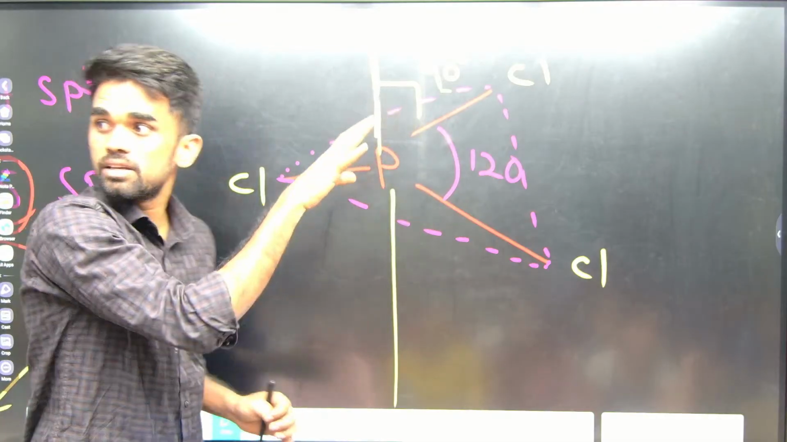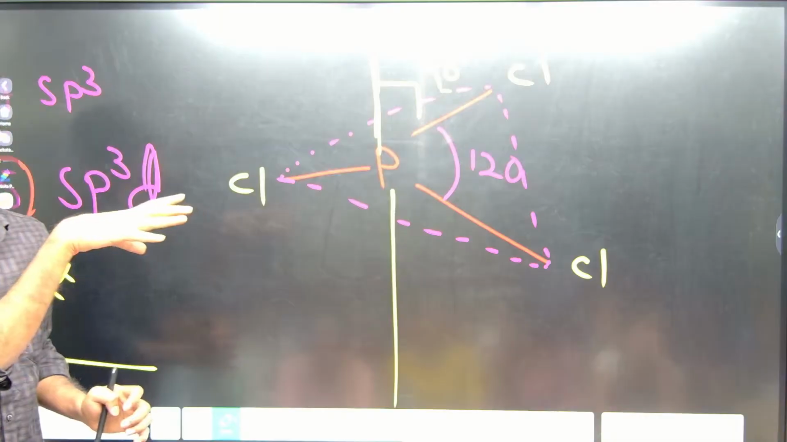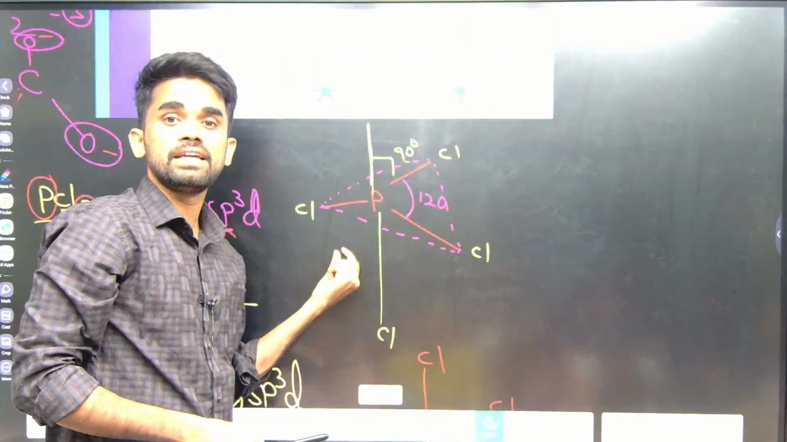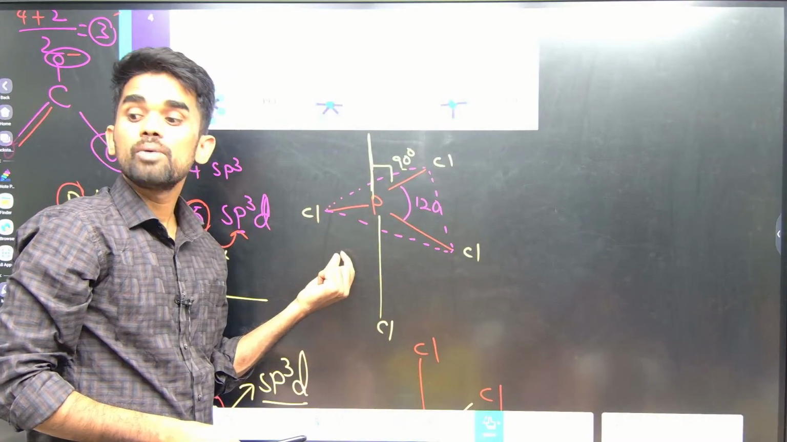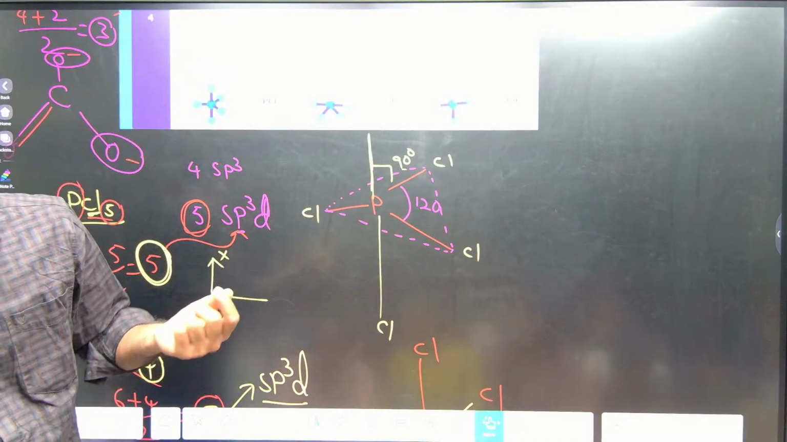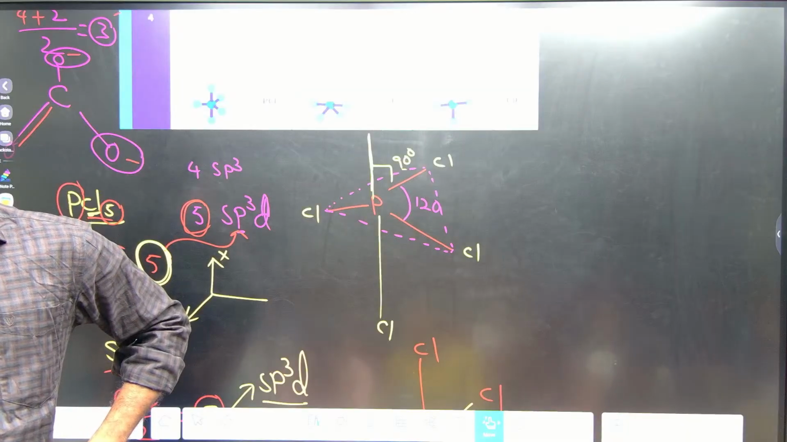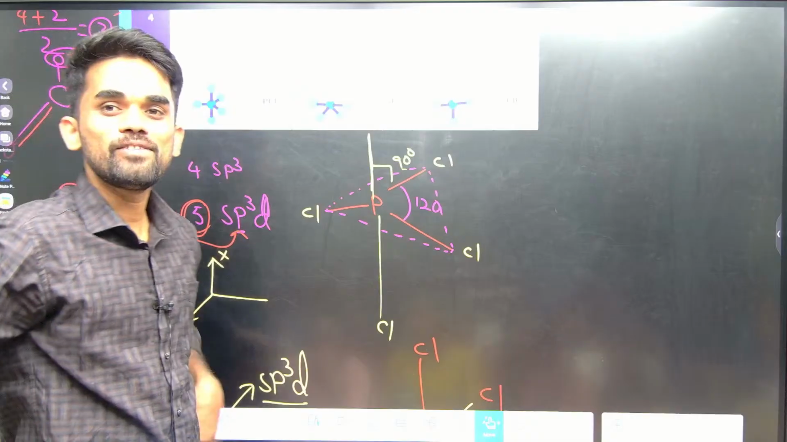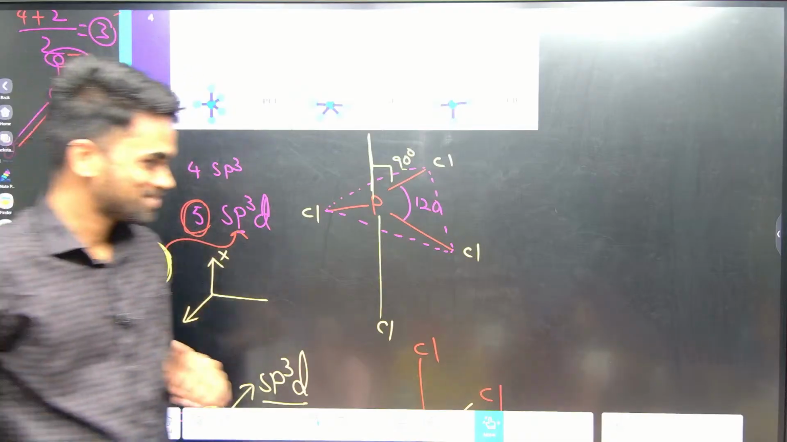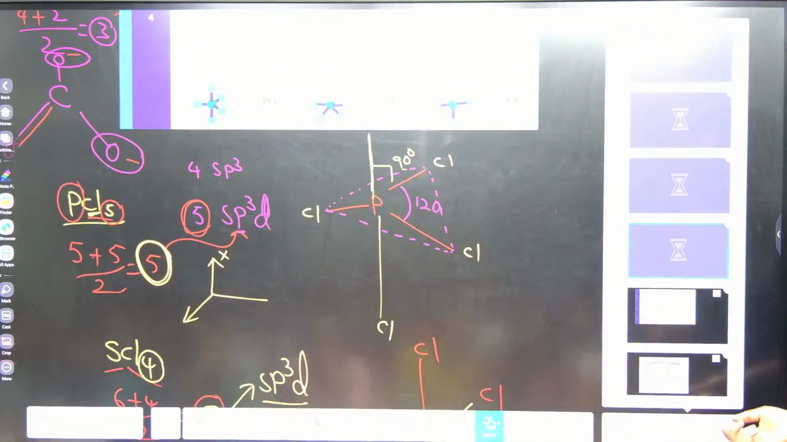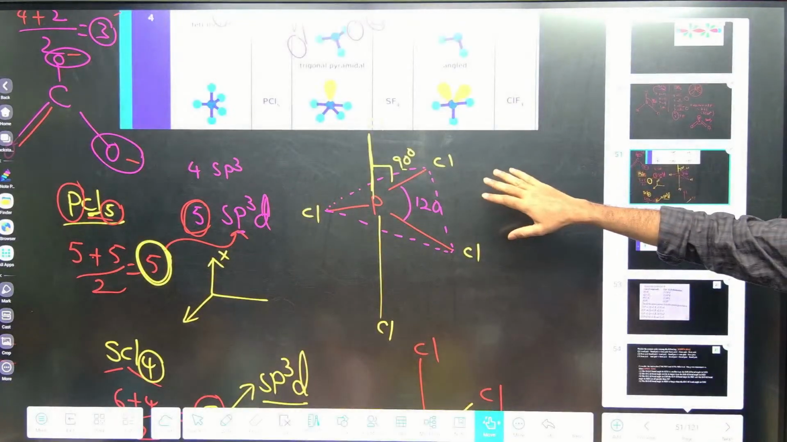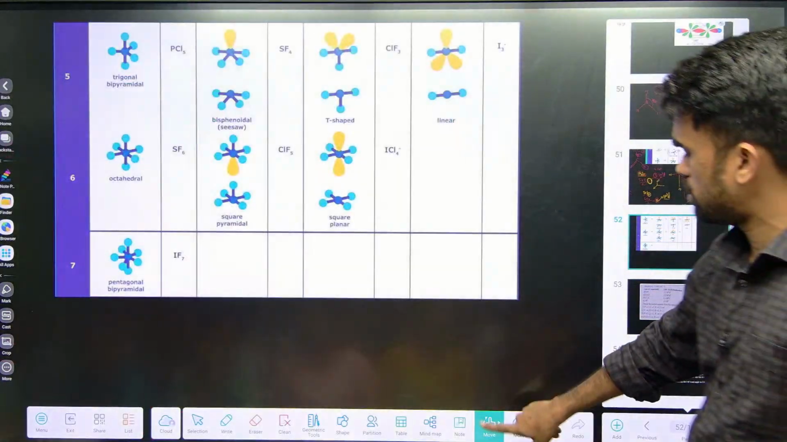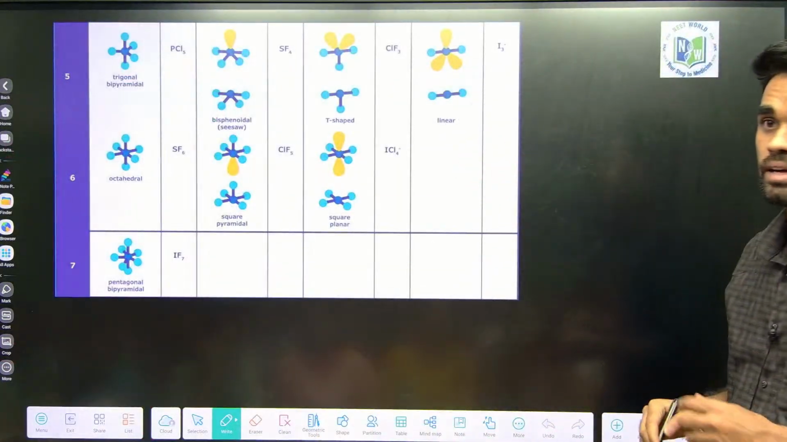So they will ask a simple question like this also. In trigonal bipyramidal geometry, how many 90 degrees? 6. How many 120 degrees? 3. Okay, up to here everyone clear now? Yeah, let's move forward for hybridization number 5.